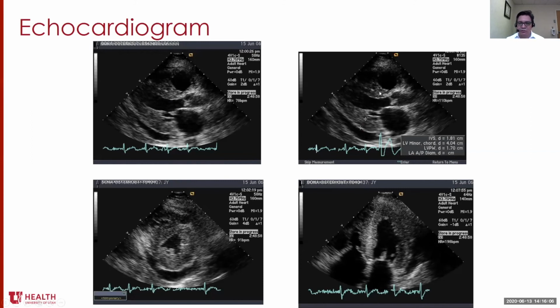This is something your cardiologists are going to be looking at: how thick is your ventricle? And this is how it looks. Here in the short axis, you can see how thick it is, like a donut. It's more than 1 centimeter thick. That's not normal.